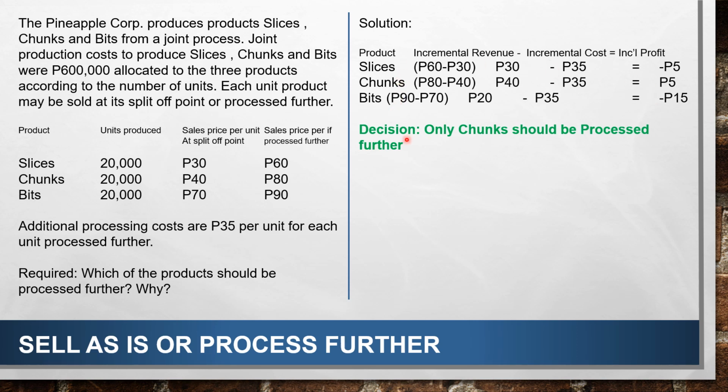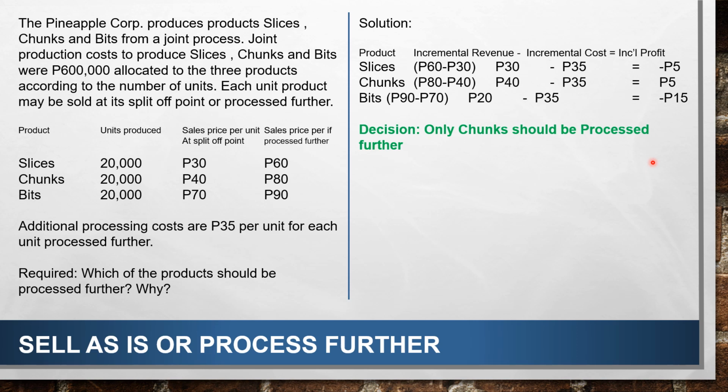So for chunks, incremental revenue of 40 less the incremental cost of 35. So we have 5. Okay? So we have a positive 5. For bits, we have incremental revenue of 20 less the incremental cost of 35. So again, it is a loss. Okay, so again, it's a loss.